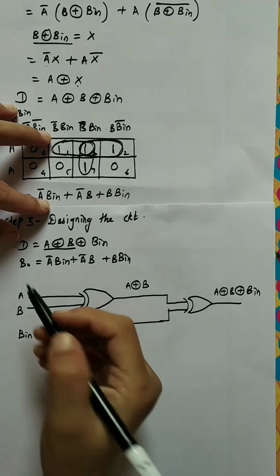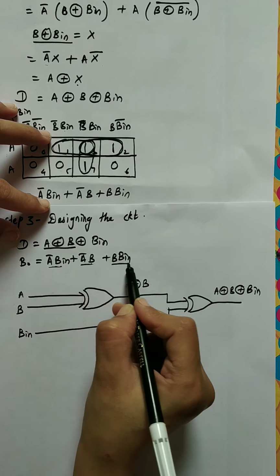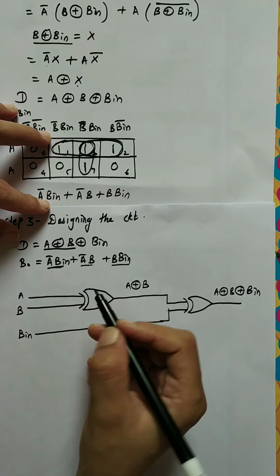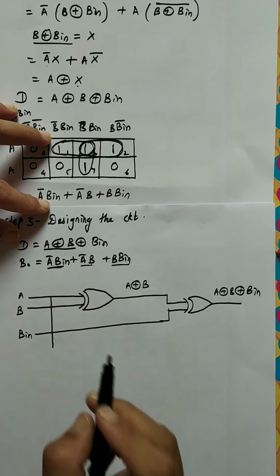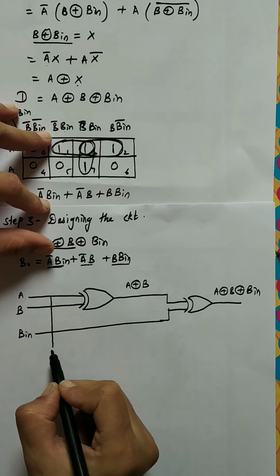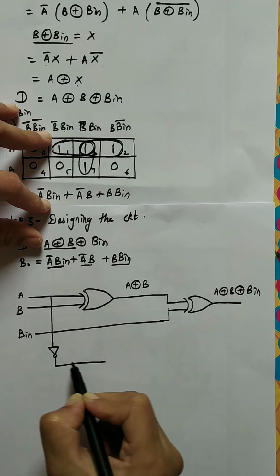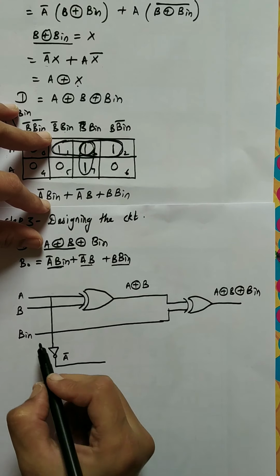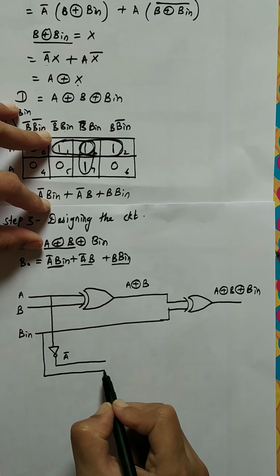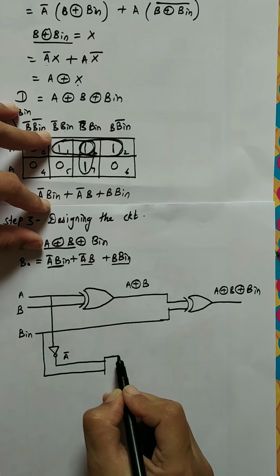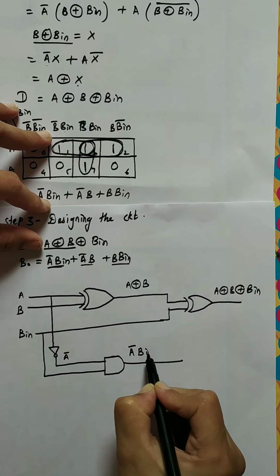Now the borrow equation I have to implement. For implementing the borrow equation I first have to implement these terms. I'm going to implement the first term, that is A bar B in. This is uncomplemented A, and we want complemented A, so for complemented A we have to use a NOT gate. So this will be A bar. Now B in is the other input, and between A bar and B in there is a dot. Dot represents an AND gate, so here I will get A bar B in.